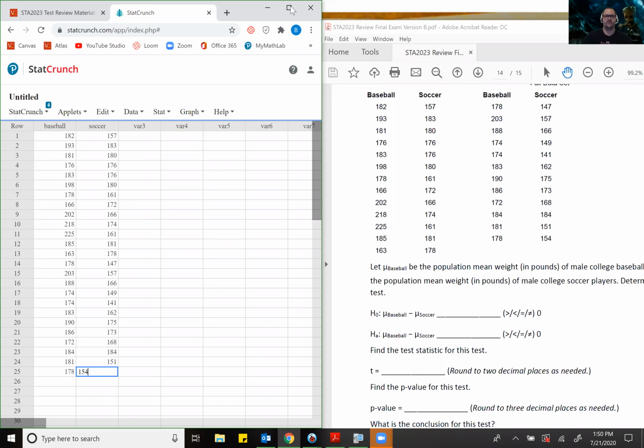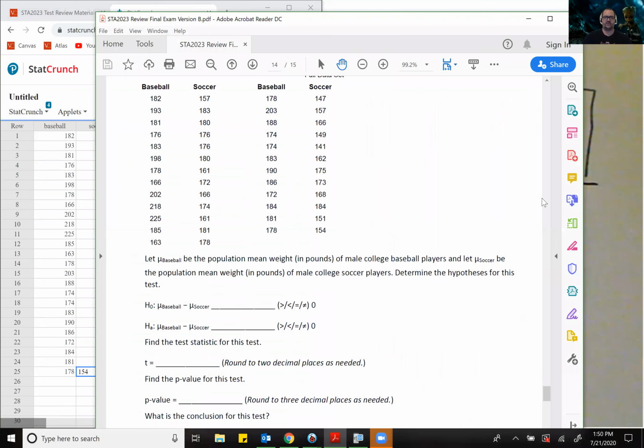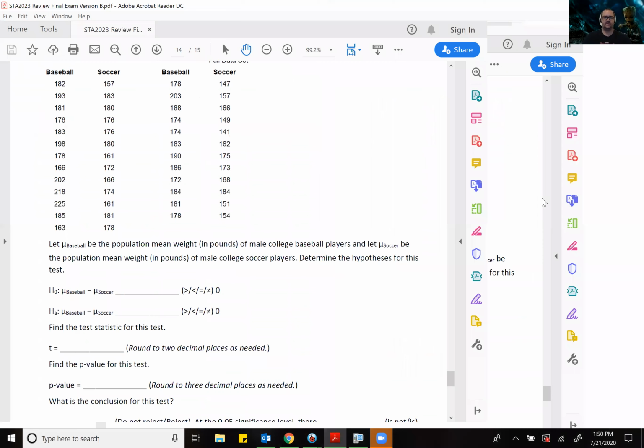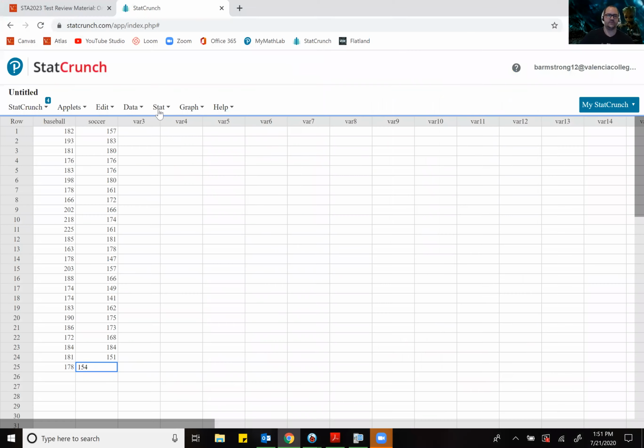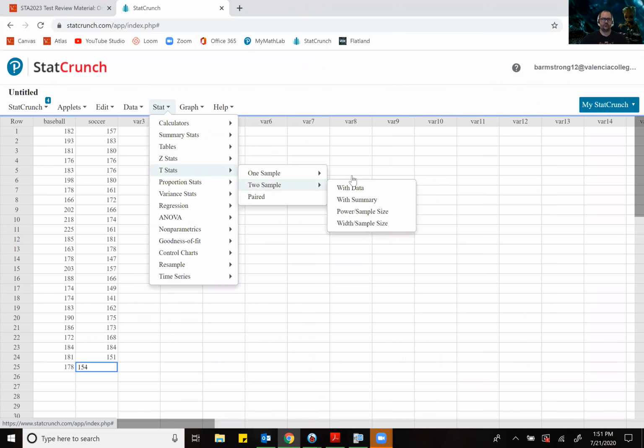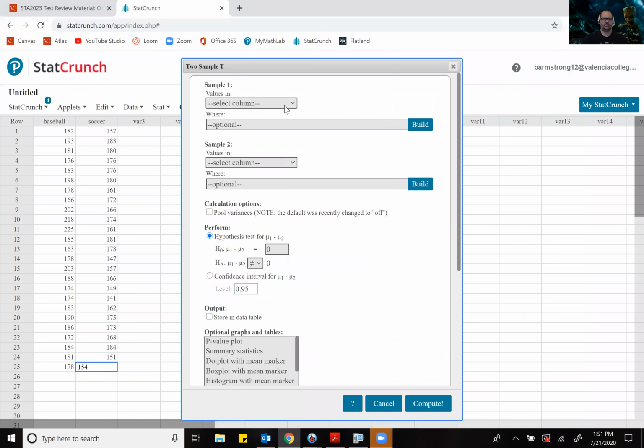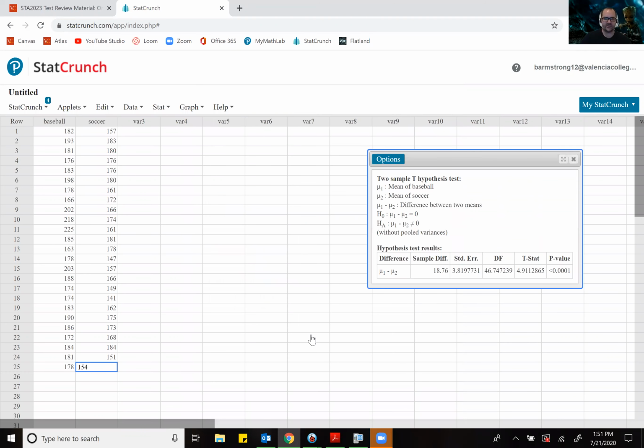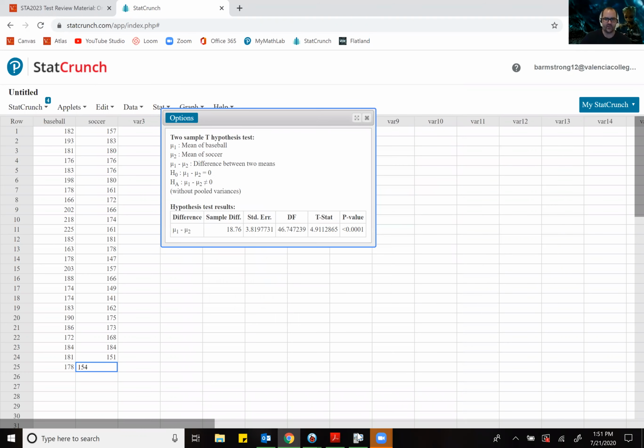All right. So now I can turn these back to large size. Maximize. Okay. So in here, Stat, T-Stat, two sample with data. Okay. So we select baseball, we select soccer, and 0 and not equals is what we want. Compute. So here's what we know. Let's make sure this matches what I know over here.